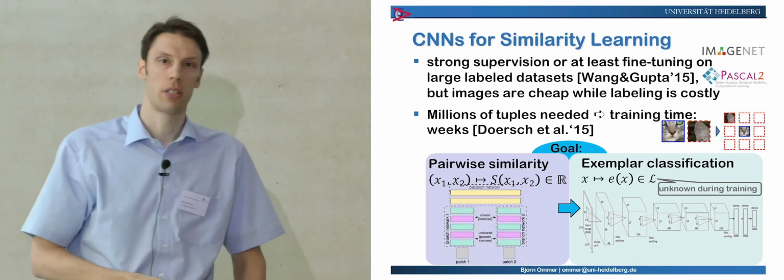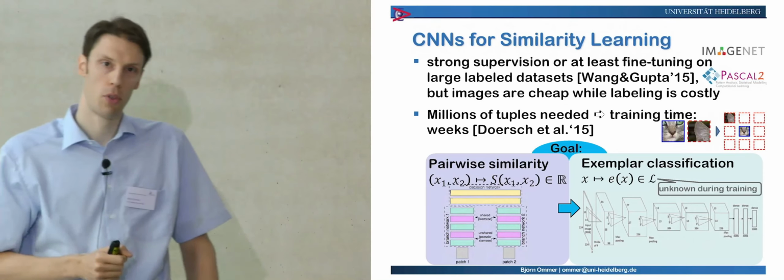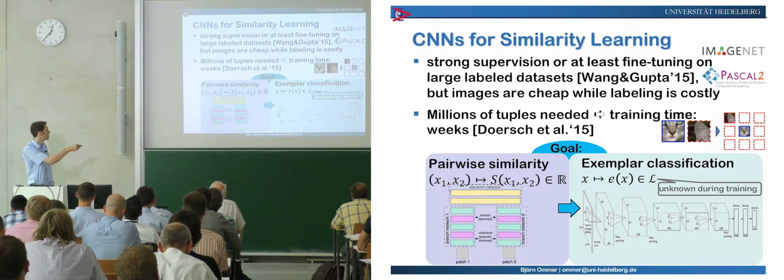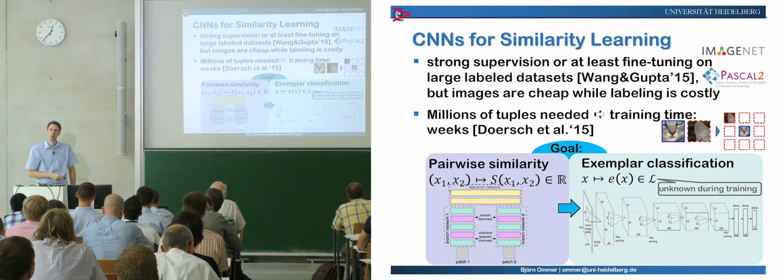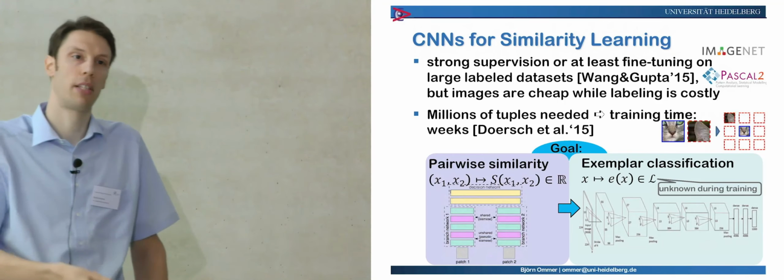Which is pretty costly. So we ask ourselves, can we do that more efficiently? Can we turn this complex pairwise problem here into a much simpler classification problem? So rather than directly learning if two patches are similar, can we just classify them, attach a label to them, and then hope that similar samples end up having the same label?